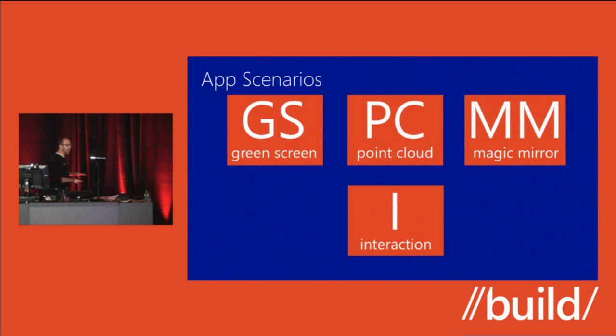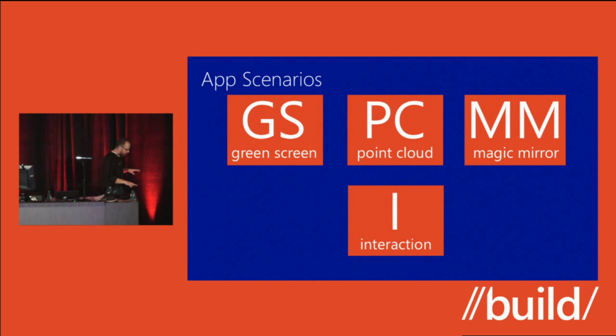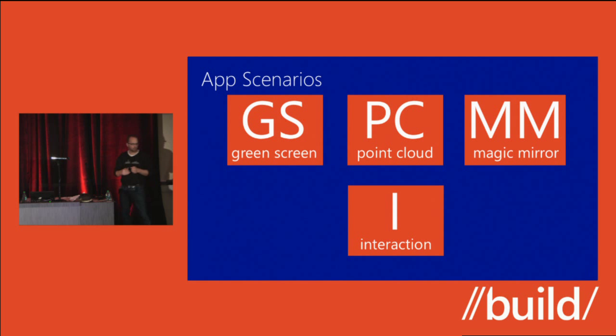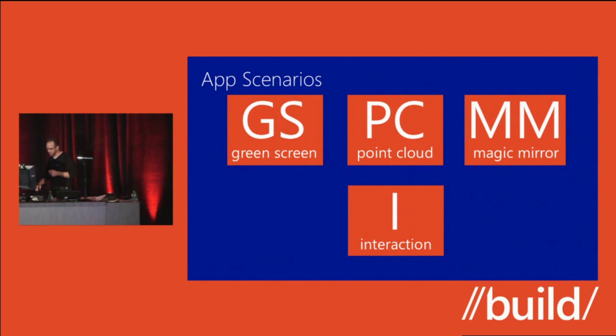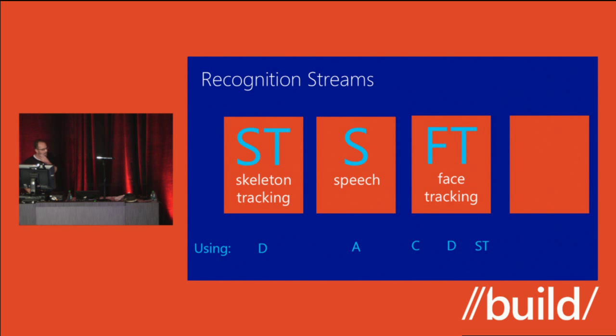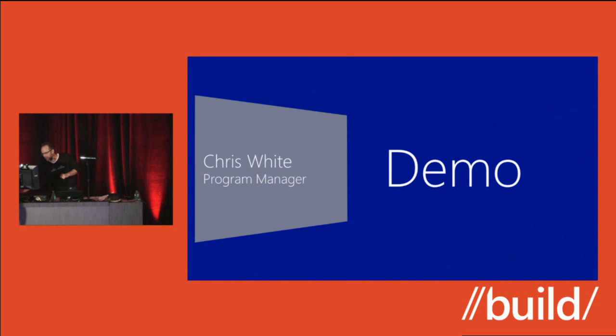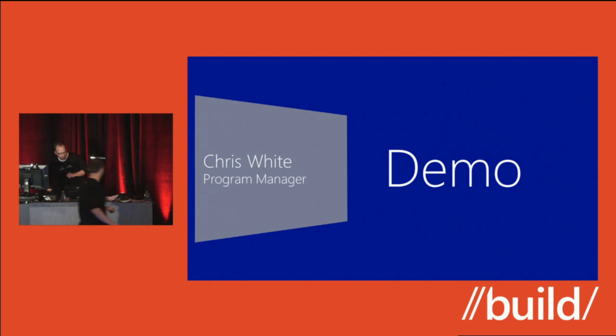And interaction is really critical as well. Jay Kapoor talked about this in yesterday's talk, talked about how to interact with buttons, how to interact with lists of things as well, and some of the advances we're making in those spaces. But I'm really curious, what's next? We've done some pretty cool things with skeletal tracking, with speech, with face tracking. I'd like to bring up Chris White to talk about what's next. He's a program manager on the Kinect for Windows team.